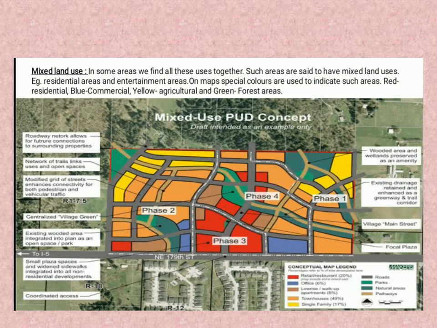Red indicates residential, the blue color indicates commercial, the yellow for agricultural purpose, and green for forest area. So can you see in this picture, all these colors are indicated over here. Okay, this is called mixed land use.